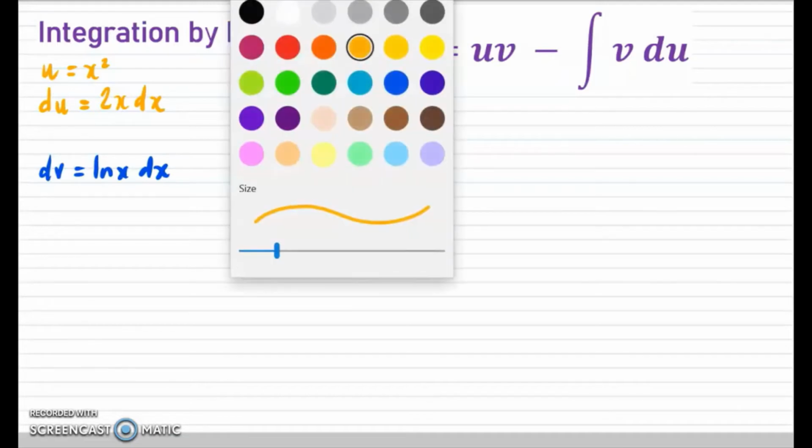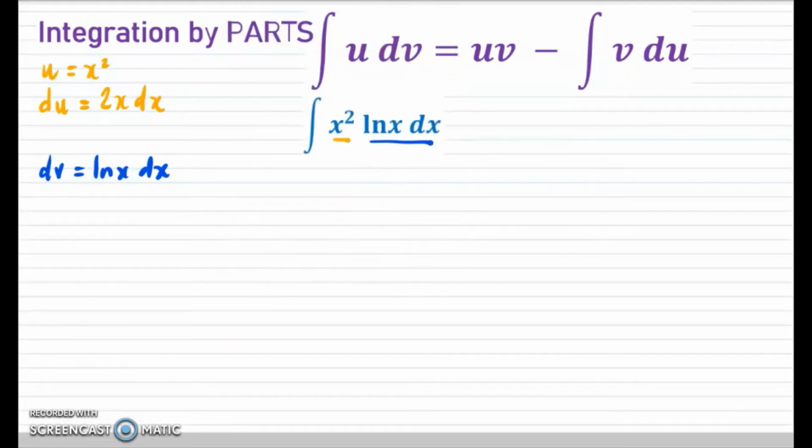And then to find the v, let's get the integral of dv, which is equal to the integral of ln x. So we have v is equal to, according to the rule of integration for ln, x ln x minus x plus c, where we only use this part for our v.